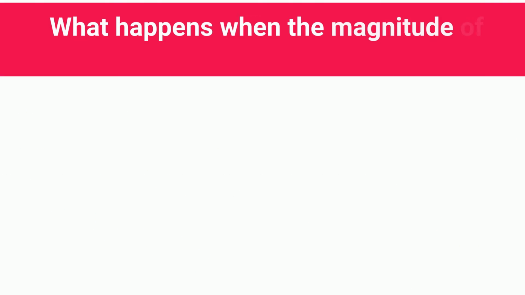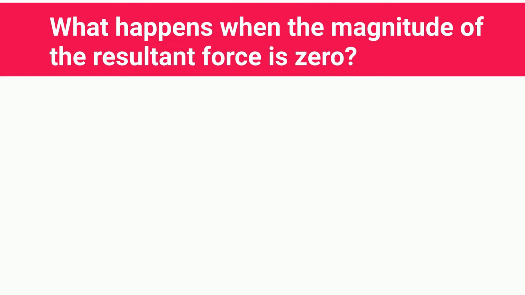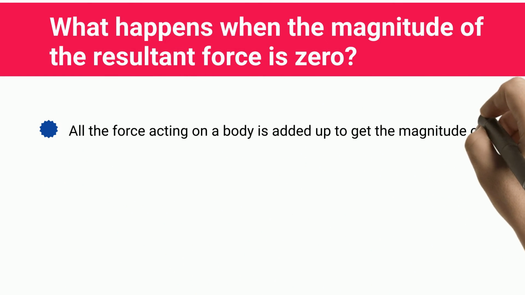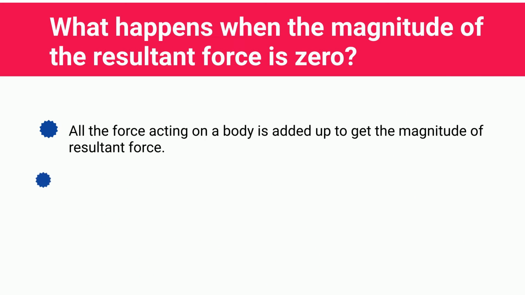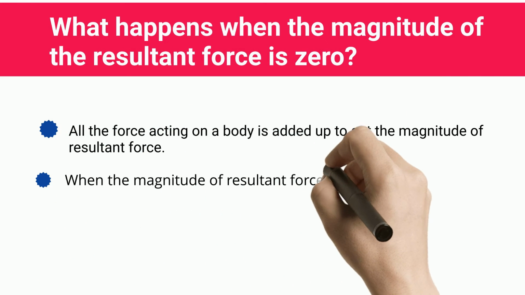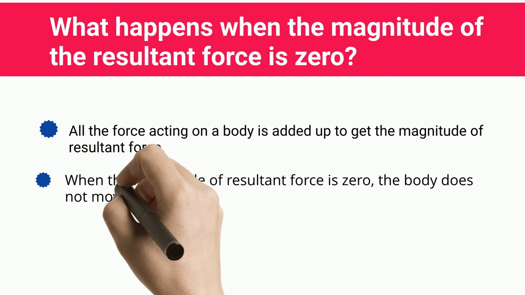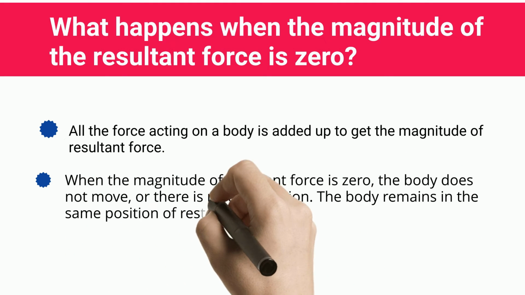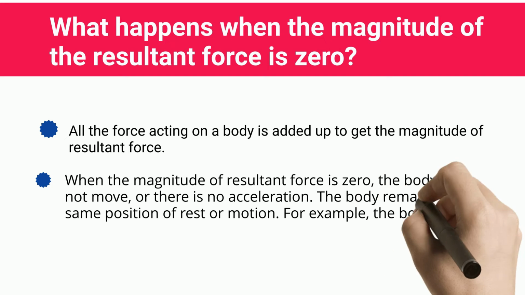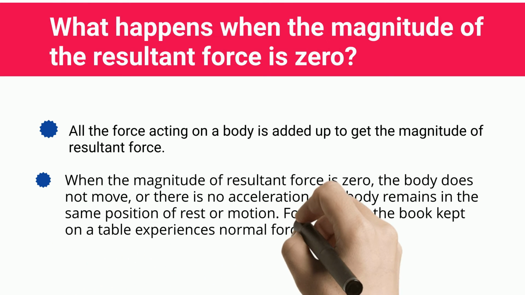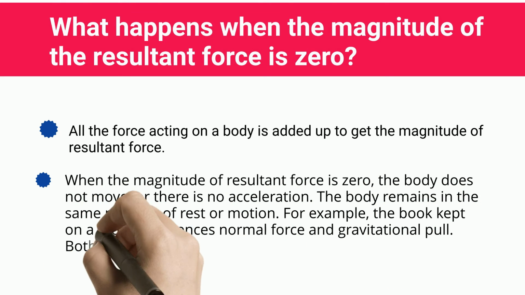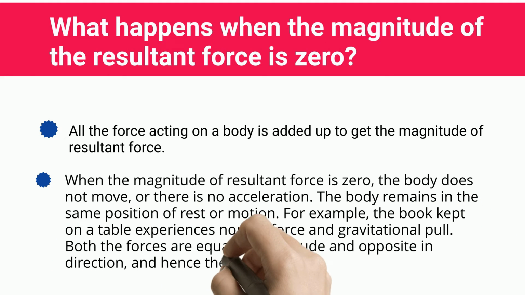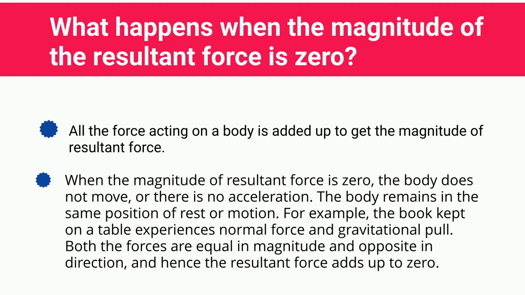What happens when the magnitude of the resultant force is 0? All the forces acting on a body are added up to get the magnitude of resultant force. When the magnitude of resultant force is 0, the body does not move, or there is no acceleration. The body remains in the same position of rest or motion. For example, a book kept on a table experiences normal force and gravitational pull. Both the forces are equal in magnitude and opposite in direction, and hence the resultant force adds up to 0.